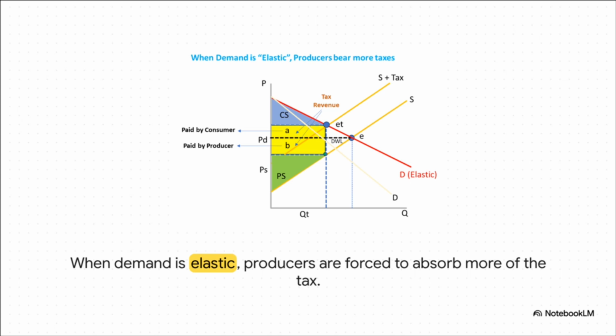We apply the same tax, so the supply curve again shifts up to S plus tax. But wow, look at the result. This time, the price buyers pay, PD, barely goes up at all. Meanwhile, the price sellers get to keep, PS, has dropped significantly. The tax burden has completely flipped. Now the consumer's burden, area A, is tiny, but the producer's burden, area B, is huge. The seller is absorbing almost the entire cost.